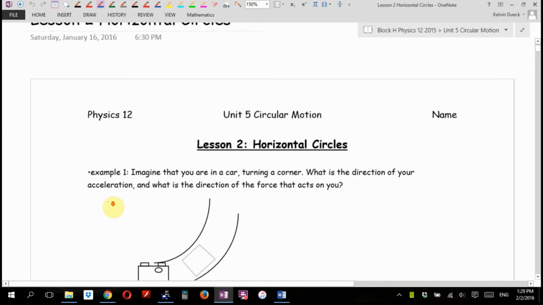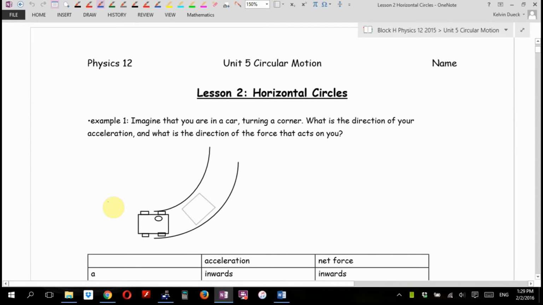You ready? Horizontal circles. Oh, and the next lesson is going to be vertical circles. But this is when we're going to start to apply this, keeping in mind our circular acceleration equation is v squared over r, or 4 pi squared r over t squared. Those are all ways to calculate acceleration.